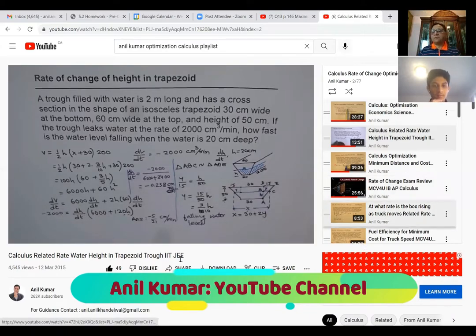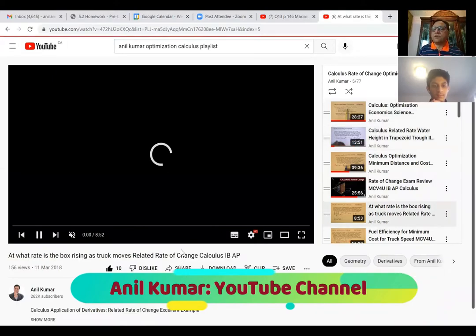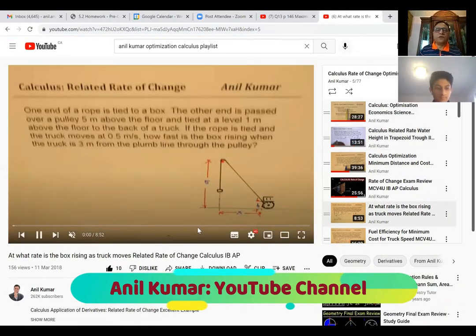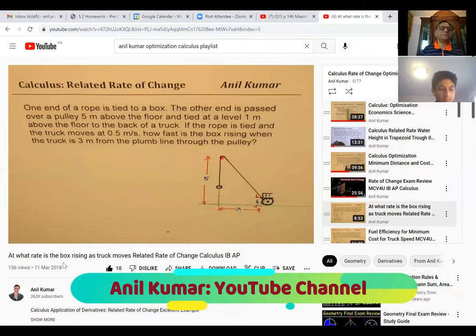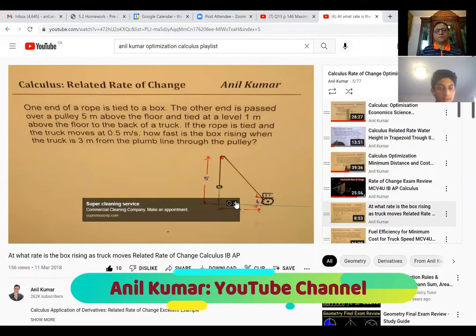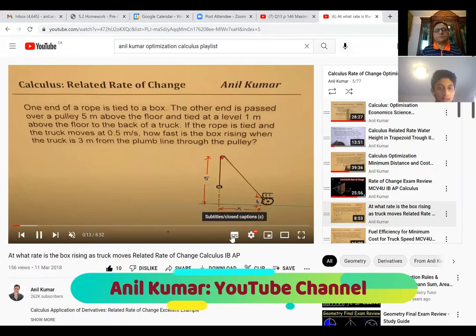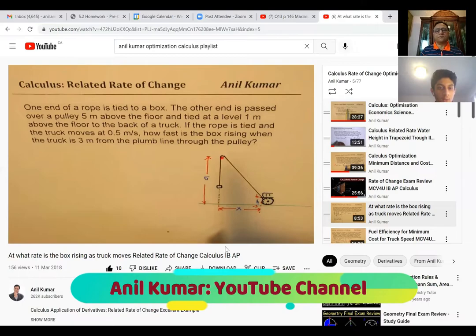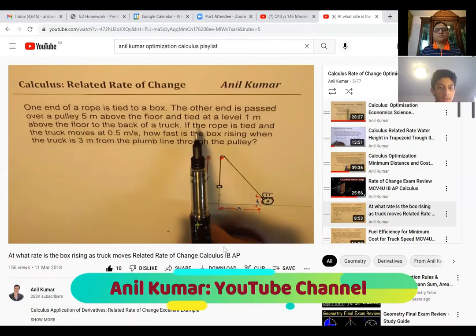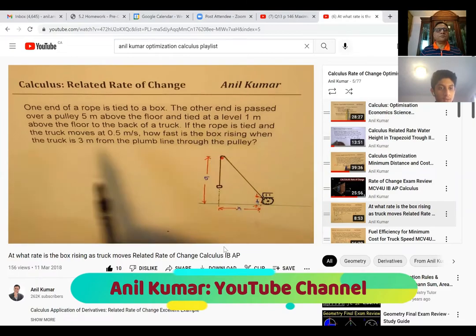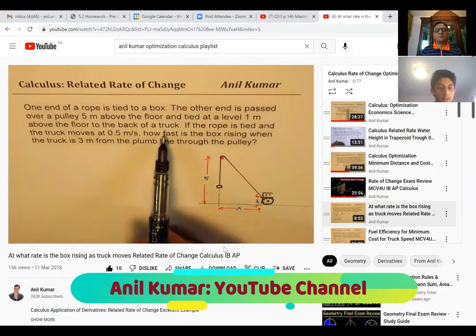Now, here is another very interesting thing. Seen very few times in test papers. I would like you to read the question, please. Yes, sir. One end of a rope is tied to a box. The other end is passed over a pulley 5 meters above the floor and tied at a level 1 meter above the floor to the back of a truck. If the rope is tied and the truck moves at 0.5 meters per second, how fast is the box rising when the truck is 3 meters from the plumb line through the pulley?